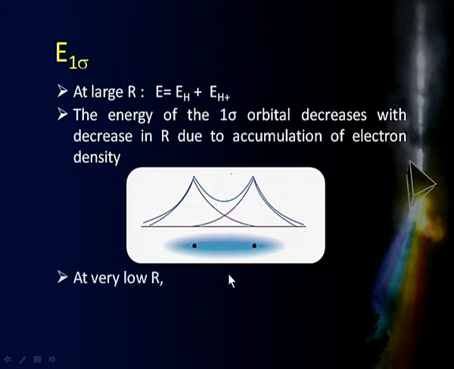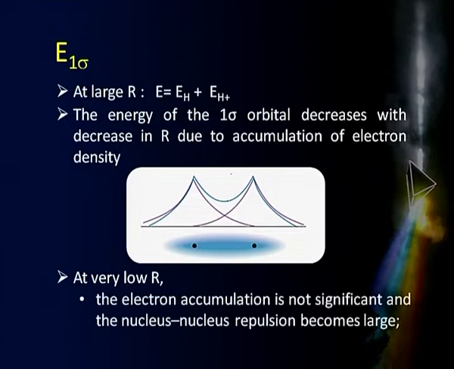Now, at very low R, suppose we squeeze the two atoms very close, then what happens? This electron accumulation does not remain very effective, number one. Number two, the internuclear repulsions come into play. As a consequence, the energy increases. So, we have a profile as we saw earlier: it starts decreasing, comes to a minimum, starts increasing and increases like this. That is a typical potential energy curve for the sigma 1s orbital.